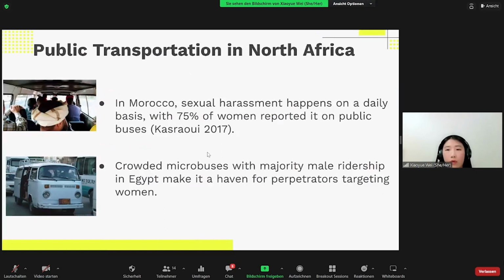In the case of North Africa, participants from Morocco reported that sexual harassment happens on a daily basis. Statistics have also shown that 55% of women reported it on public buses. And crowded microbuses with majority male ridership in Egypt make it a haven for perpetrators targeting women.